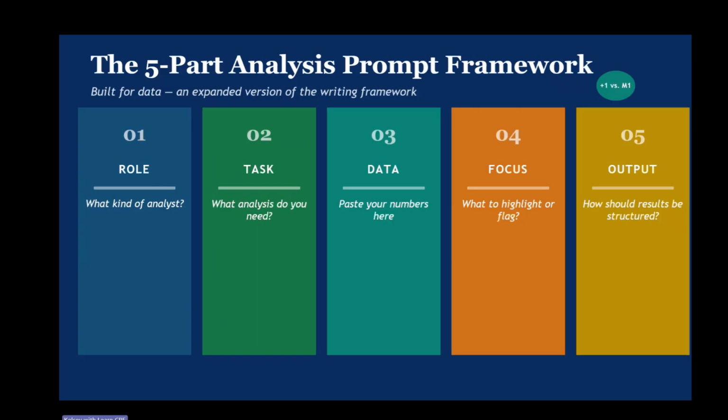In Module 1, we used a 4-part framework for writing prompts. For analysis, we're going to add a 5th element. So the framework is going to be role, task, data, focus, and output. Role and task are going to work the same way. You're telling the AI who to be and what to do. Data is the new element. This is where you paste your actual numbers, your table, figures directly into the prompt.